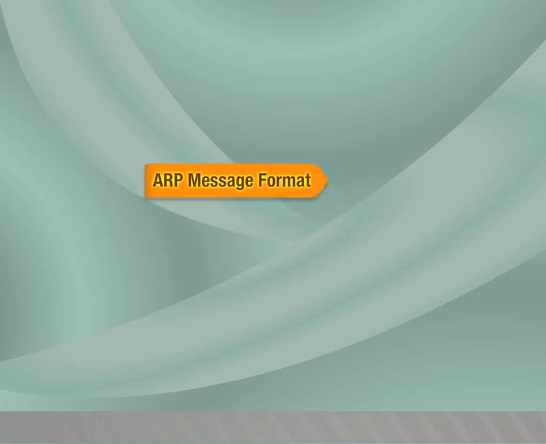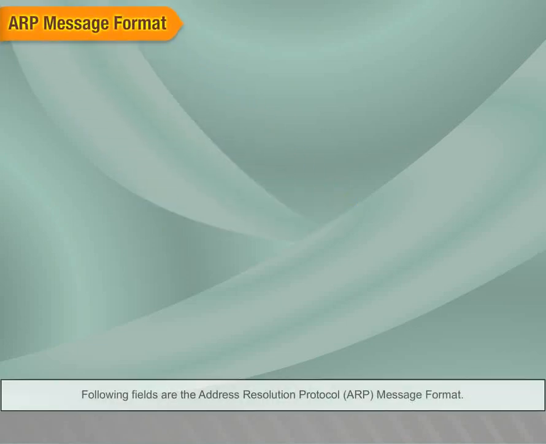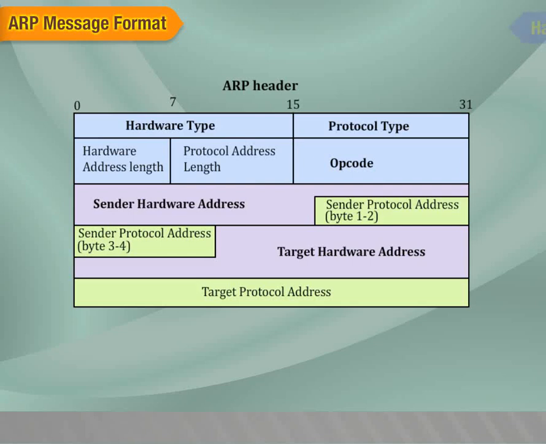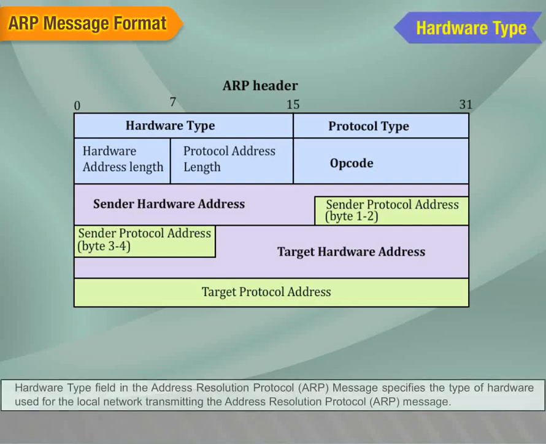ARP message format. Following fields are the Address Resolution Protocol ARP message format. Hardware type. Hardware type field in the Address Resolution Protocol ARP message specifies the type of hardware used for the local network transmitting the Address Resolution Protocol ARP message.